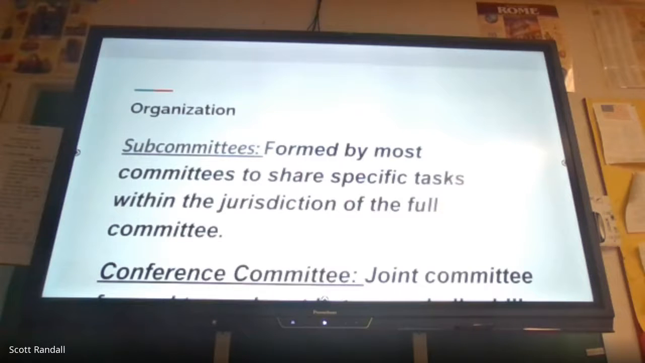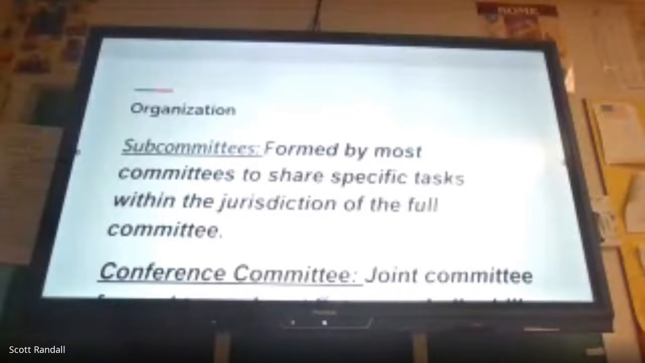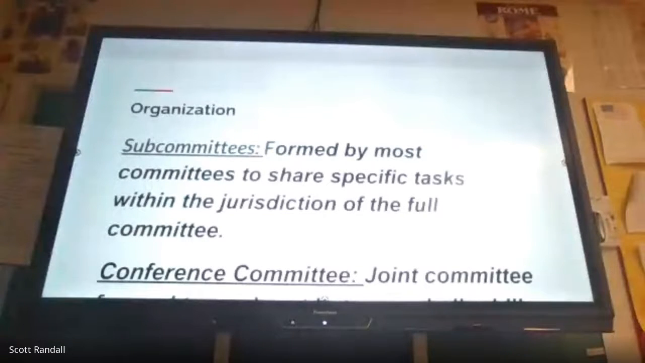And then you have conference committees. These are joint committees that serve a similar function. Again, you have a whole bunch of these different committees that are all specific to certain aspects of commerce, certain aspects of anything that can be regulated by Congress. So on Tuesday, we'll talk about how a bill becomes a law and how some of these committees can play a role in that.